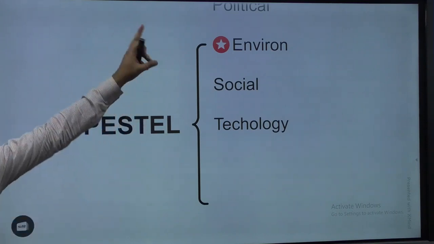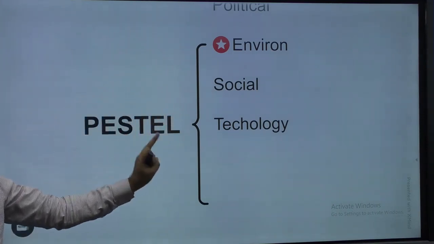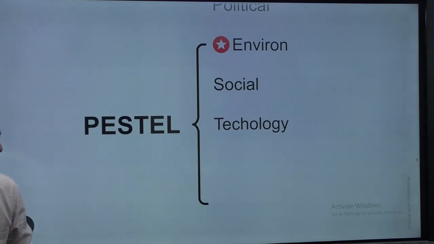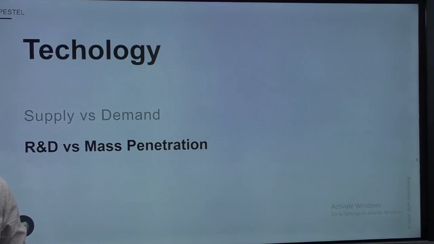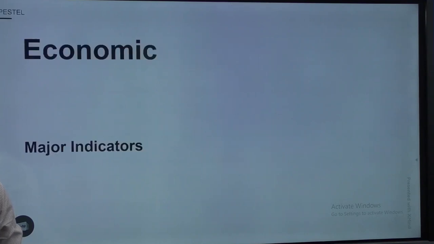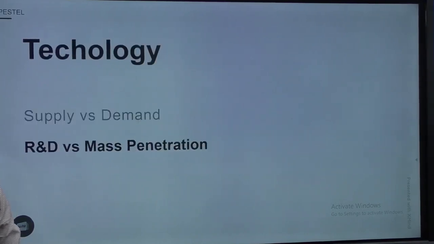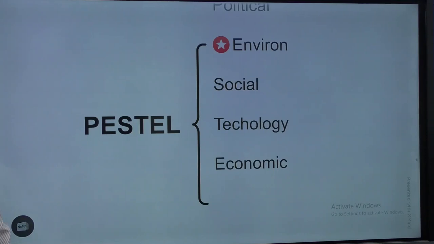Okay, so we have discussed the political approach, environmental approach, social approach, and now we are coming to technology. So in technology, we have supply versus demand, right? We have research and development versus mass penetration. For example, in India, we have very good research in various technologies, but we lack the mass penetration. Even here we can talk about modern versus traditional technology, right?